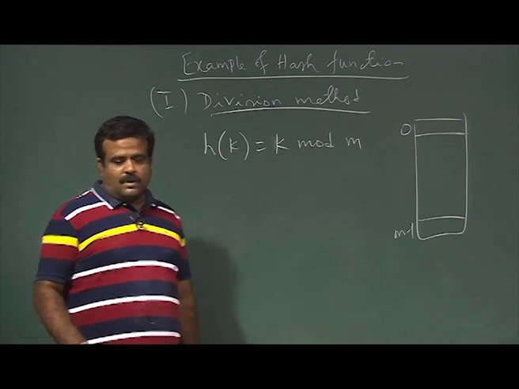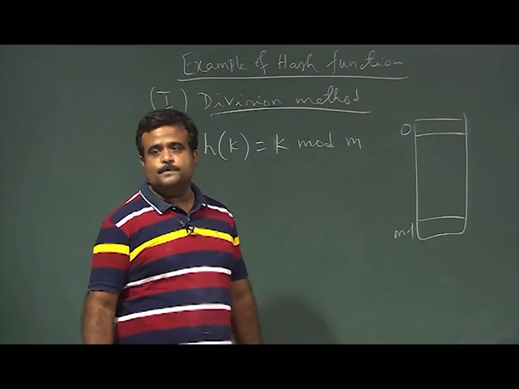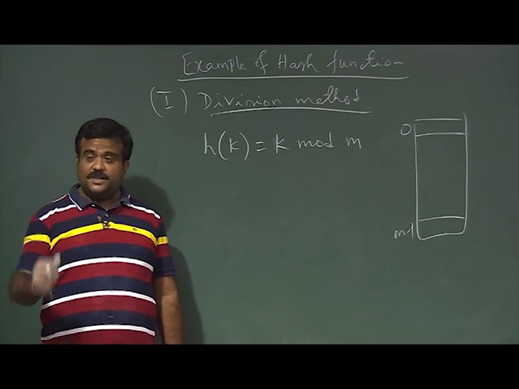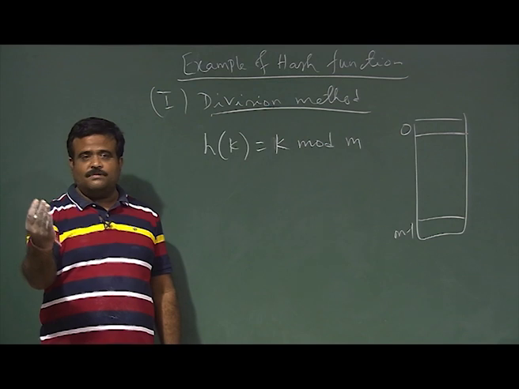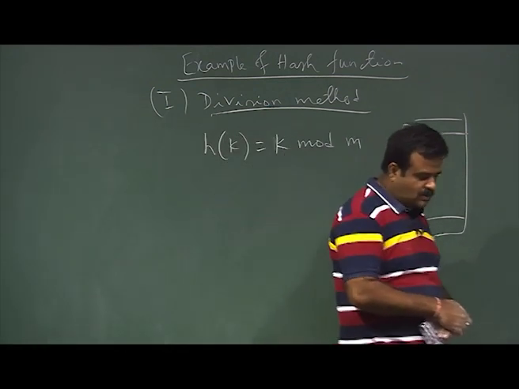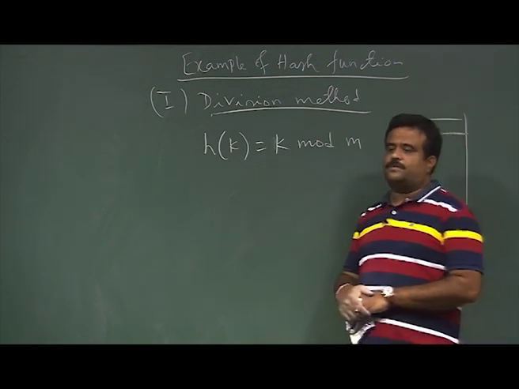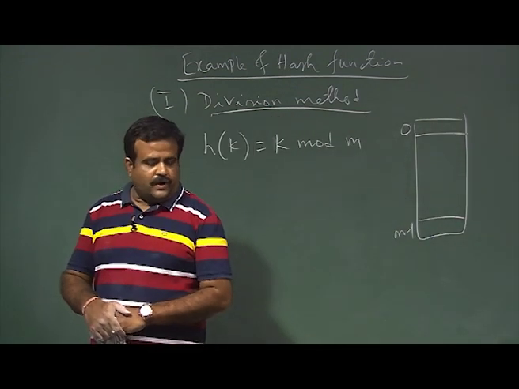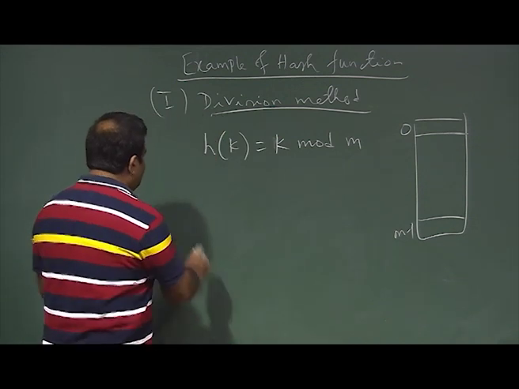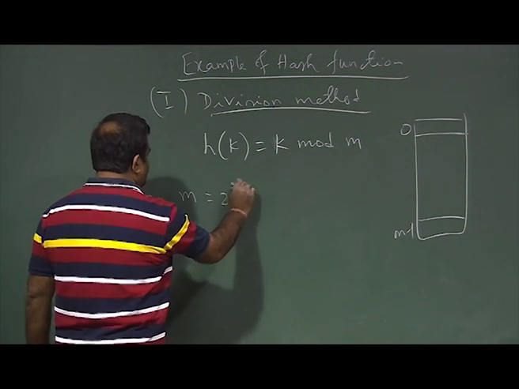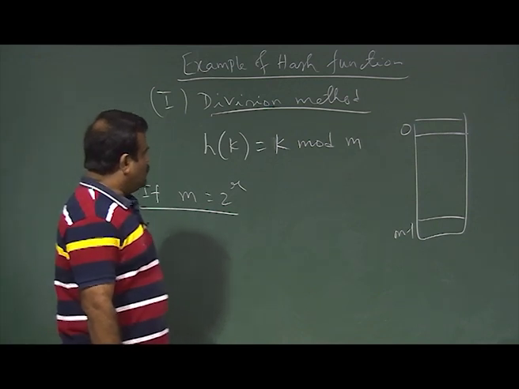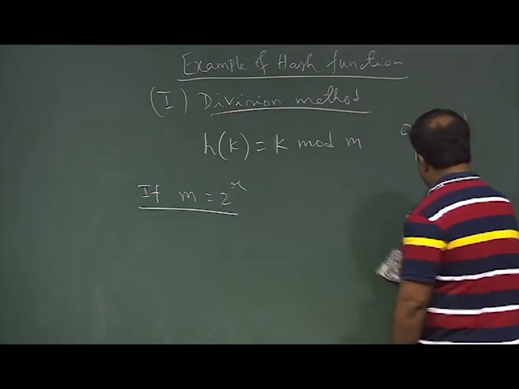Now, we will talk about whether this is a good hash function or a bad hash function. That means, whether it is distributing the keys uniformly over these slots, or there is a huge number of collisions. If m is, say, 2 to the power r, then we have a problem. What is that problem?